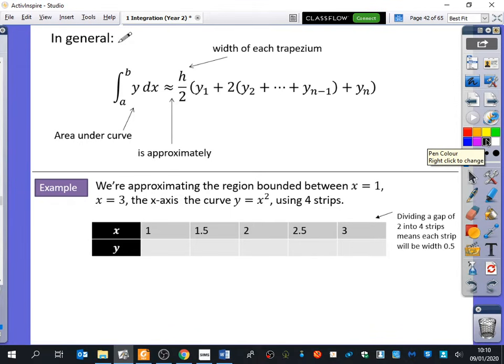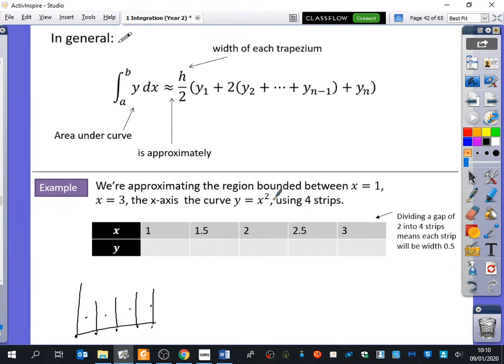We are approximating the region bounded between x equals 1 and x equals 3 using 4 strips. So actually, if we're using 4 strips, thinking about this for a second, 1, 2, 3, 4 strips, you're actually going to need the start value, this one, this one, this one, this one. You actually need 1, 2, 3, 4, 5 values for 4 strips. Kind of makes sense because you've got to have a beginning and an end part of it. So when we're going to do this, we want it between 1 and 3. That must mean it's going up in halves for all of that.